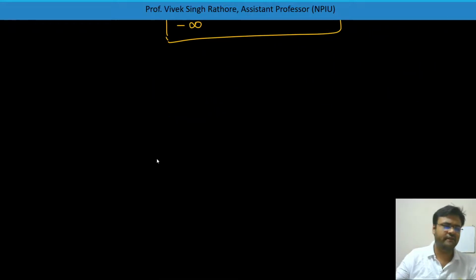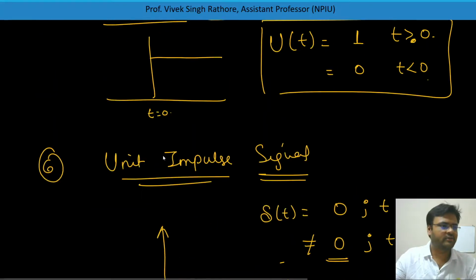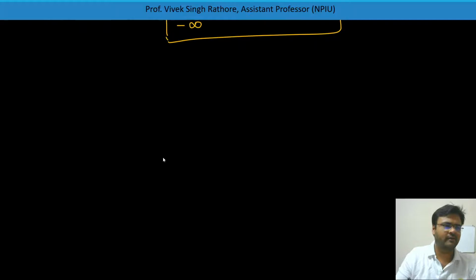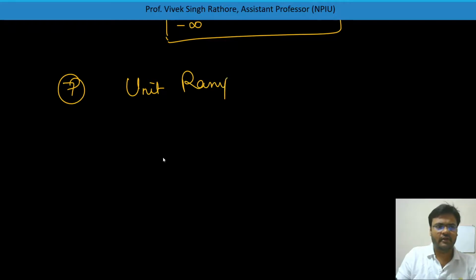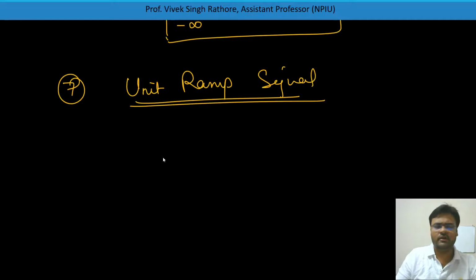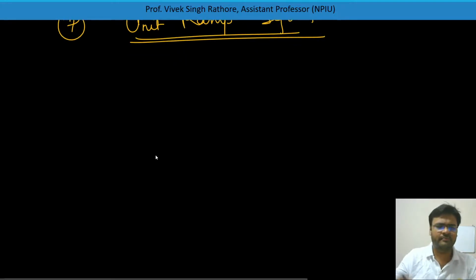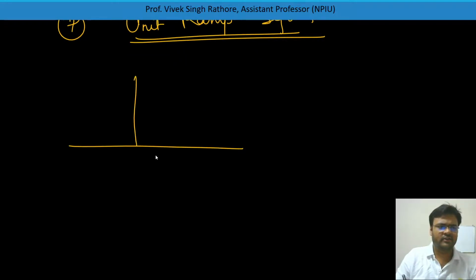One signal is left. This was the sixth part, so the seventh part I will tell you. Seventh is the unit ramp signal. You have seen a ramp, it is nothing but like this, rising suddenly, and this is called a ramp.